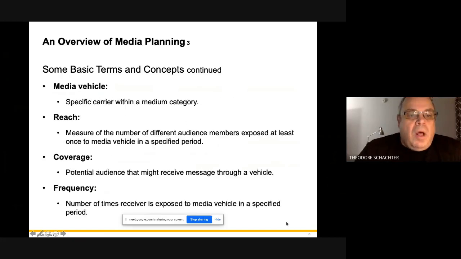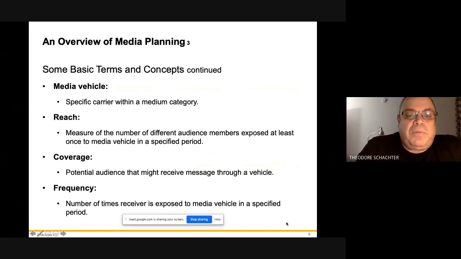Okay. A media vehicle is a specific. So it could be a network, ABC, CBS, NBC, or it could be even a show on the network. So it could be one of my old-time favorite shows, which I was still watching reruns. Big Bang Theory. That's a vehicle. So vehicles have specific names. Reach. So these are all the definitions you need to know for the quiz, right? You do need to know all of them.